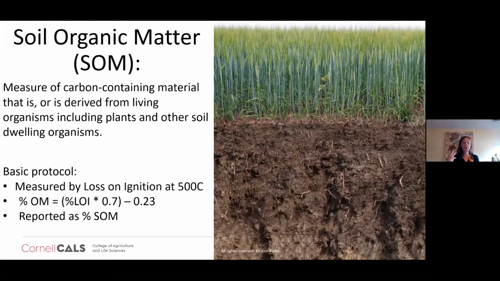So basically, we burn off everything that can burn off. We weigh it before we burn it. We weigh it again. We apply this equation, and then from that, we're able to report your percentage of soil organic matter. And again, this is a very standard method.